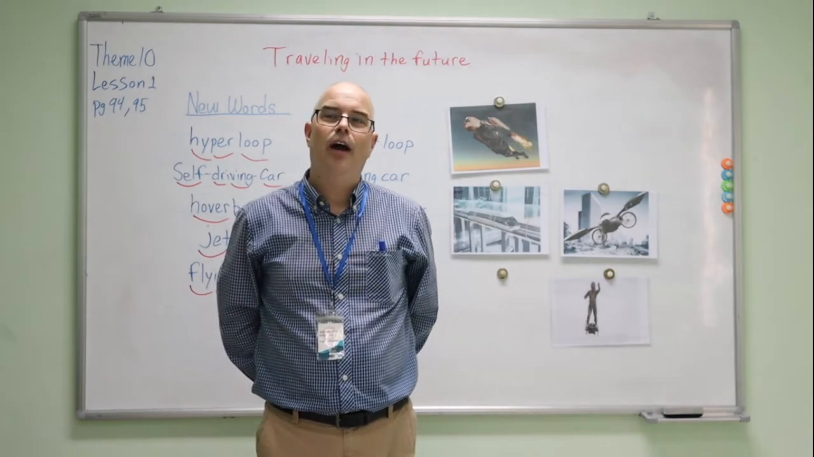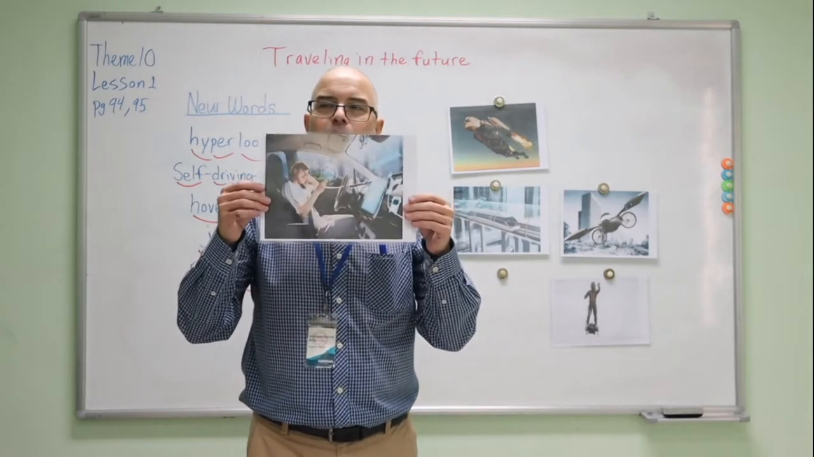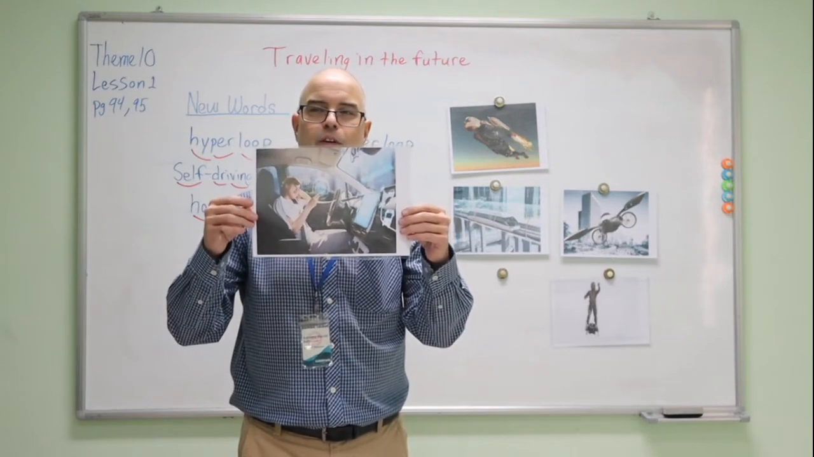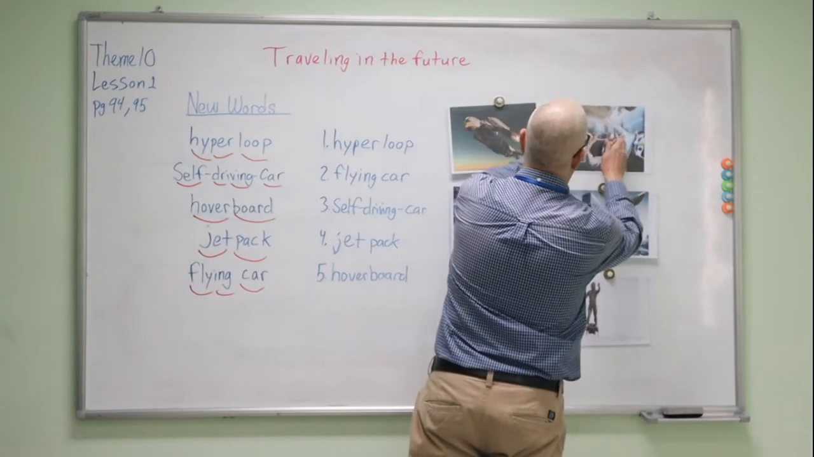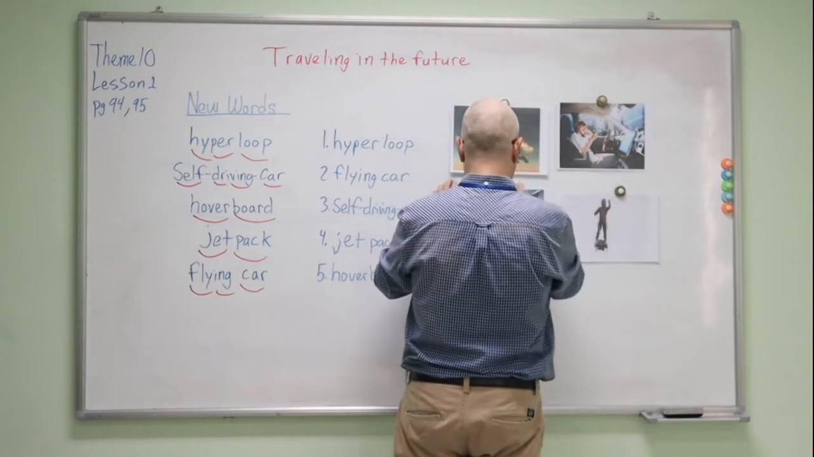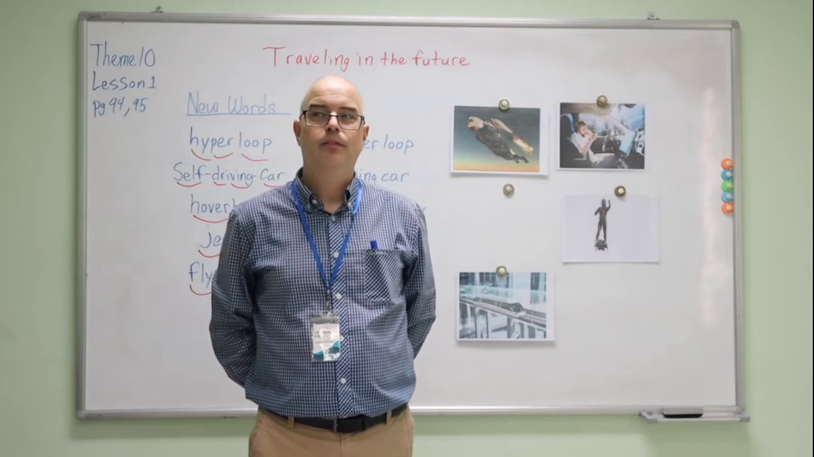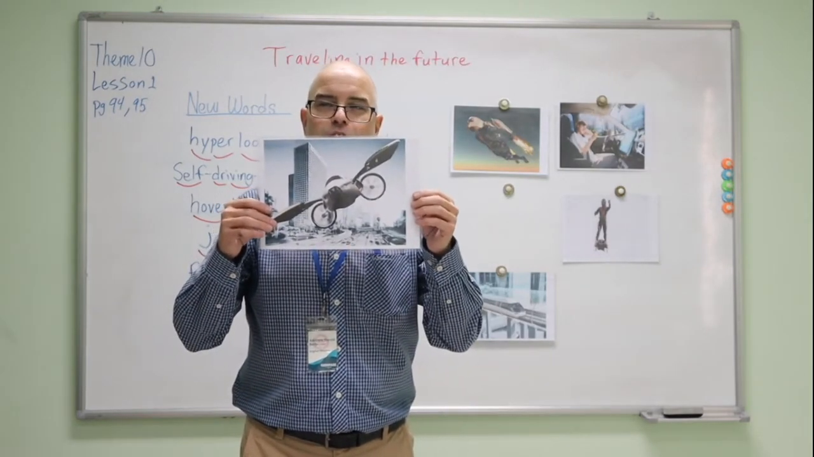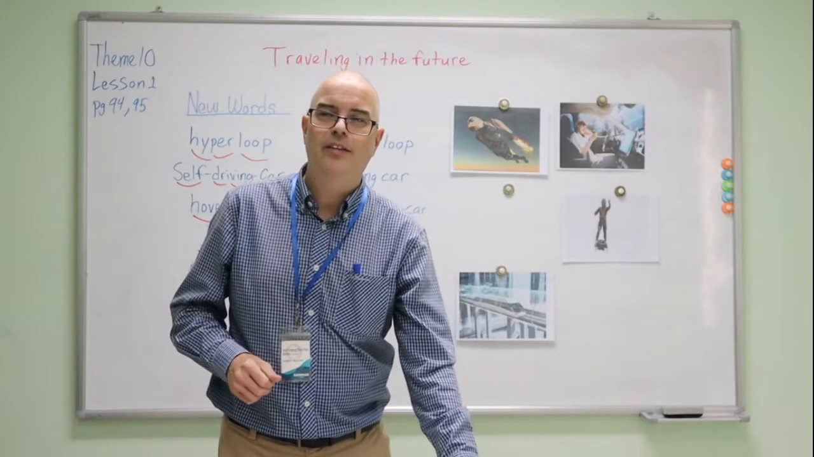Let's try another one. Can you think of which one is missing now? If you pick self-driving car, you are correct. Self-driving car is the missing photo. Let's try one more. You guys are so smart today. I'm going to trick you. Can you guess which one is missing now? If you picked flying car, you are correct. Good job, class.